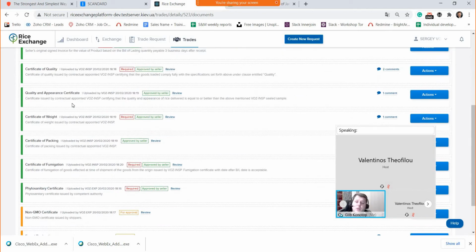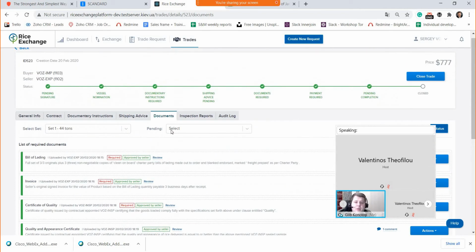Once all the documents are uploaded and approved by the inspection company, the system automatically initiates payment. As I've mentioned, the payment is made in cryptocurrency, and it is made when the product is already on the carrier's side. So it was dispatched, and it will be deposited to the exporter's account exactly when the product reaches the importer's place.